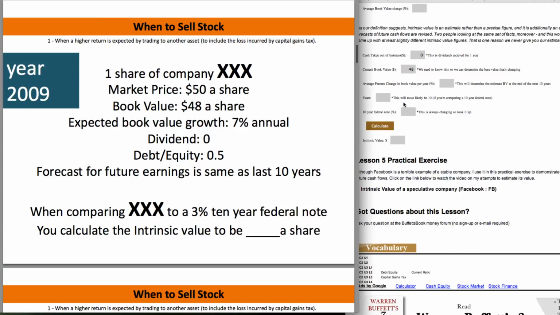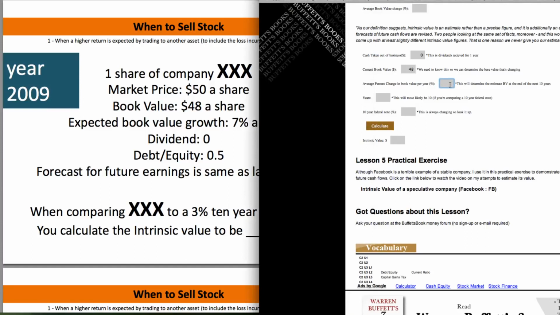The 7% annual growth is how much we think that $48 book value is going to grow by each year for the next 10 years. So we're going to put 7 in there, which means 7%. And then what we're going to discount it back off of is going to be the 10-year federal note. So it's going to go for 10 years, and we're going to use a 3% federal note, and we're going to calculate the intrinsic value. Okay, and as you can see, we got $70.25.